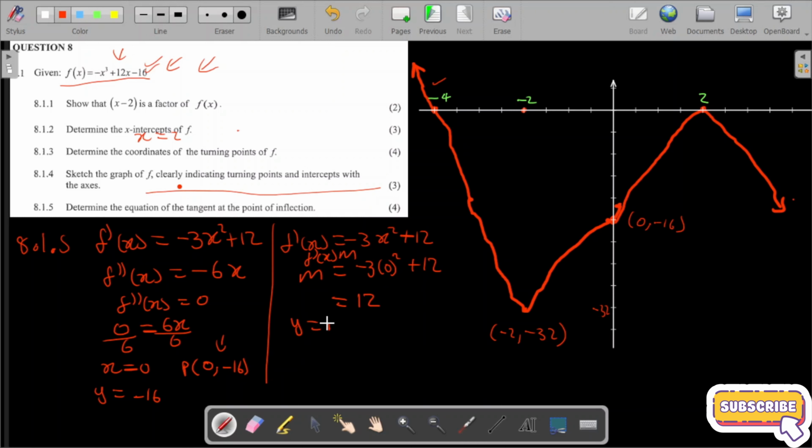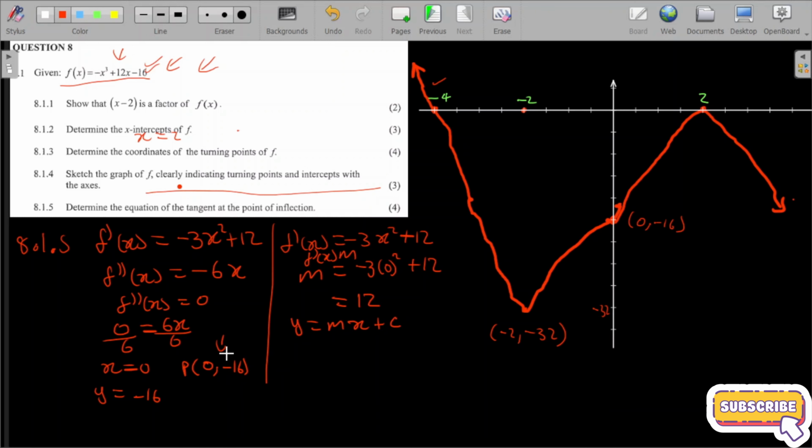Now I say y is equal to mx plus c. I need to find my c. I do have the point, which is this one. My point is negative 16 is equal to 12 as a gradient, times my x, which is 0, and then plus c. Then negative 16 is equal to c.